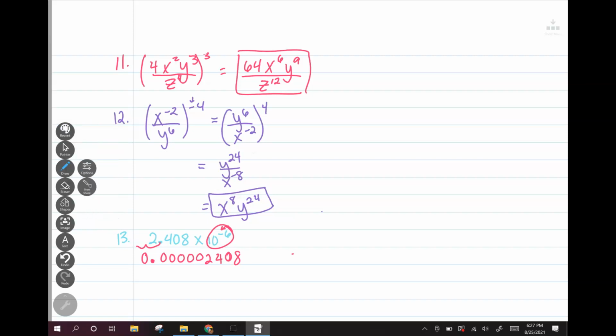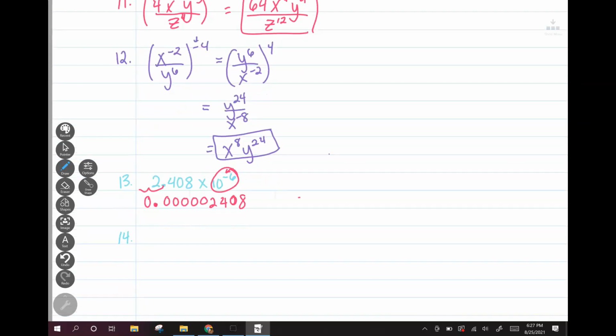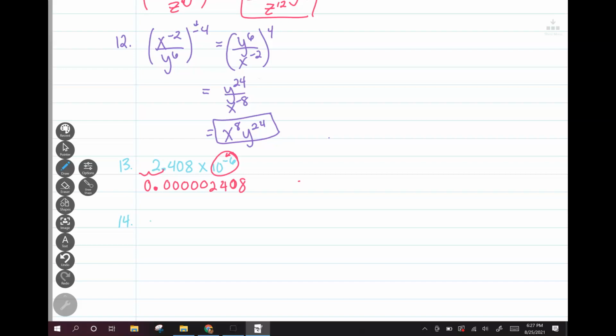All right, number 14. This time we're moving the decimal the other direction. Positive exponent. Okay, think about it. If you multiply something by 10 7 times, it's going to get larger, right? So the decimal needs to move to the right 7 times. So this is going to give me negative 40032 and 3 more zeros.